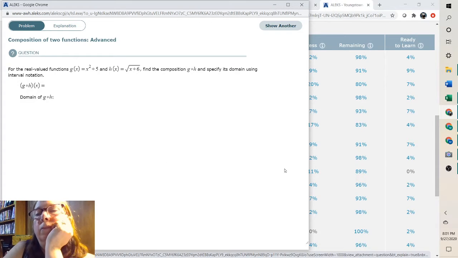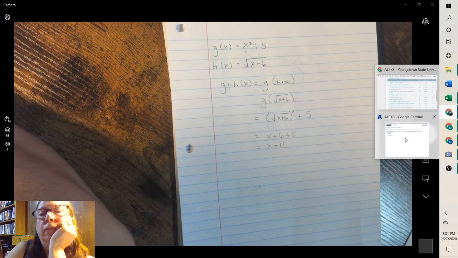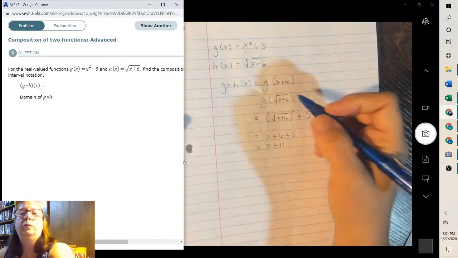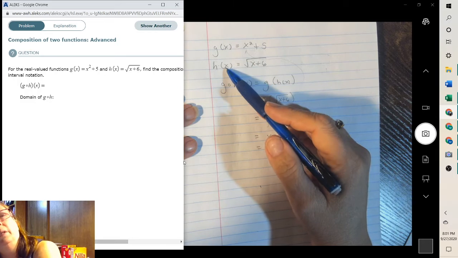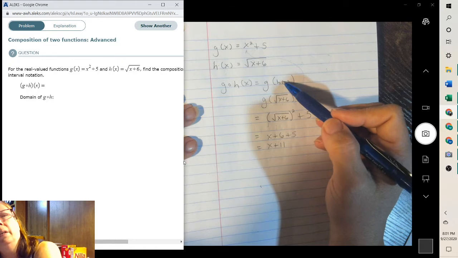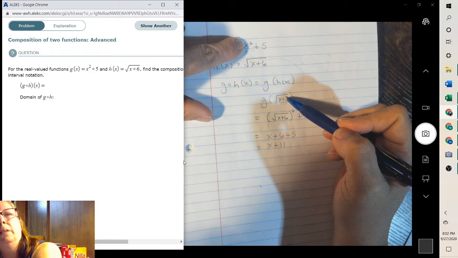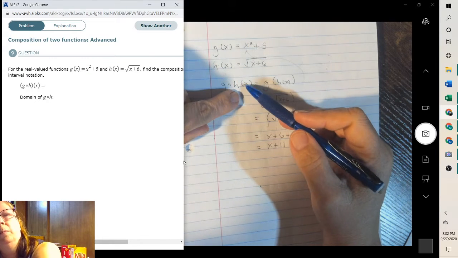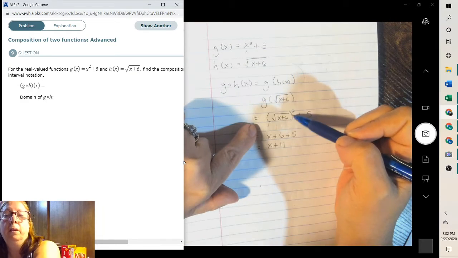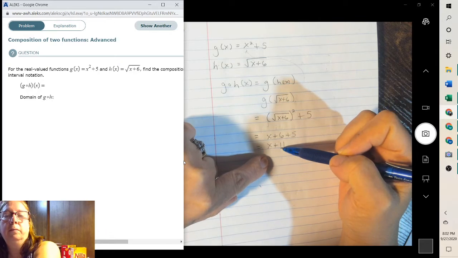And I forgot to put it on. So you took the one function and plugged it into the other one. So in place of h of x, I put the square root of x plus 6. Then I took this and plugged it into this one. So just like before, we're taking one and plugging it into the other, except we don't have a number. When you square this, you get x plus 6 plus 5, which is x plus 11.